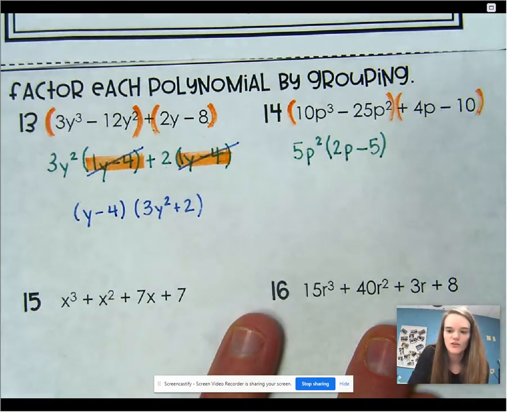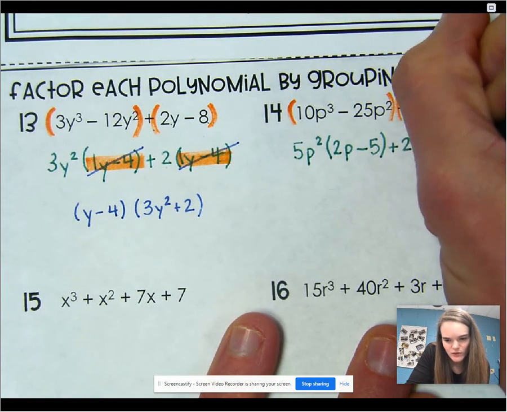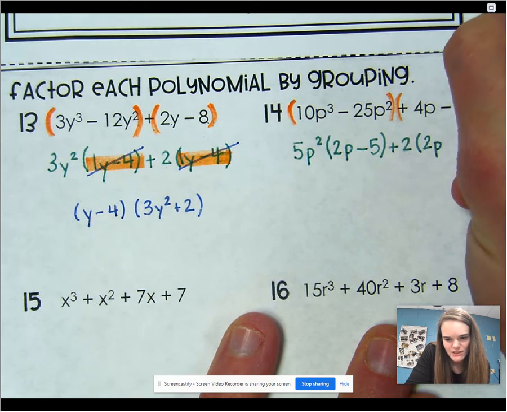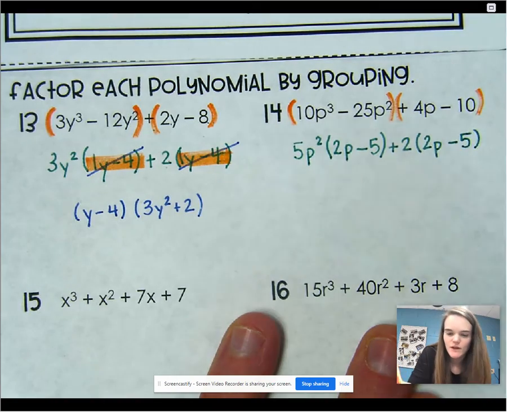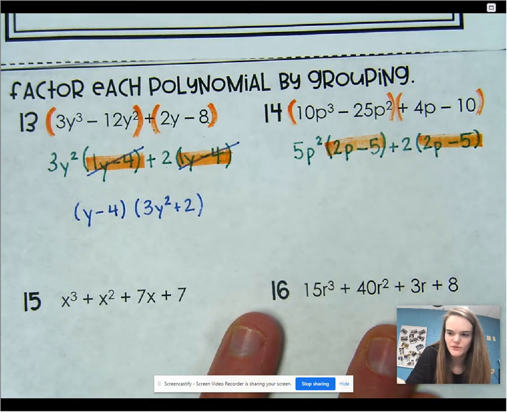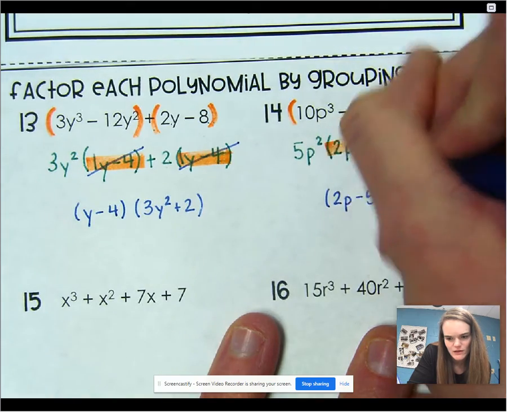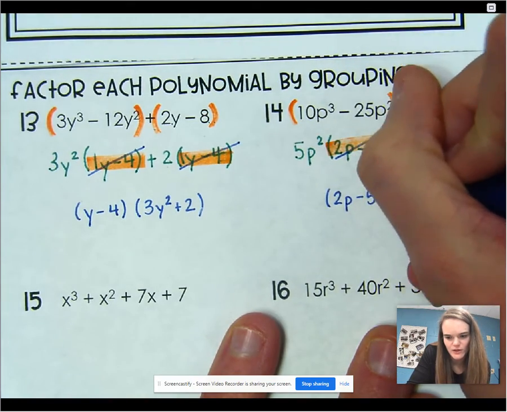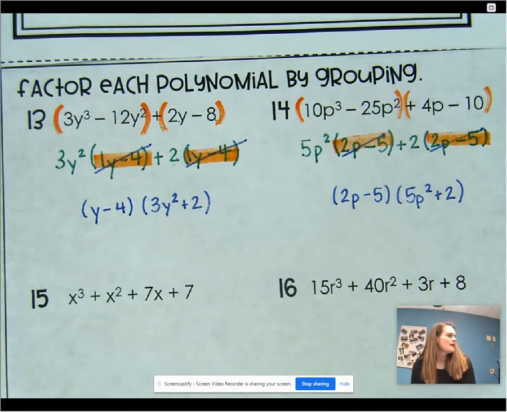4 and 10, I can take out a 2. 4 divided by 2 is 2 with a p. Negative 10 divided by 2 is negative 5. 2p minus 5. Bring that down. 2p minus 5. And then p squared plus 2. Sorry, 5p squared plus 2. Pause the video, try 15 and 16, and then we'll do some more in your notebook.